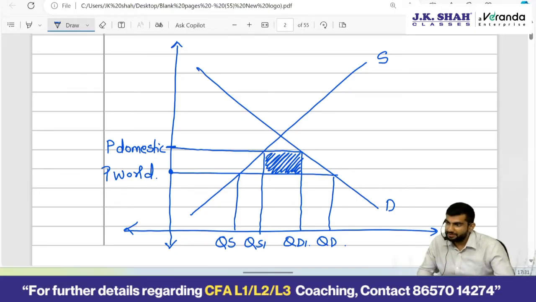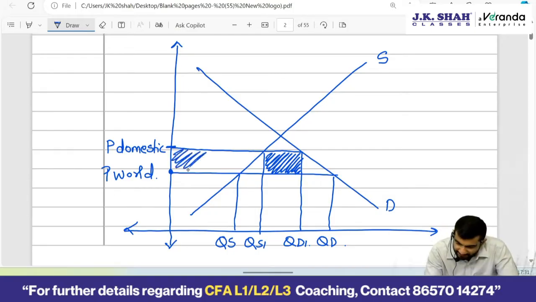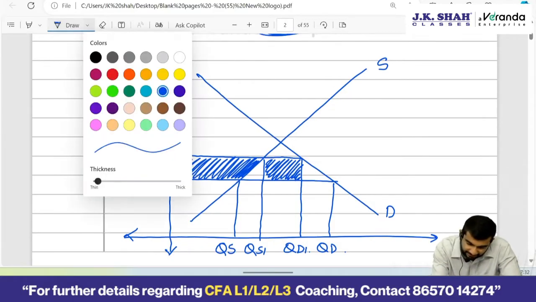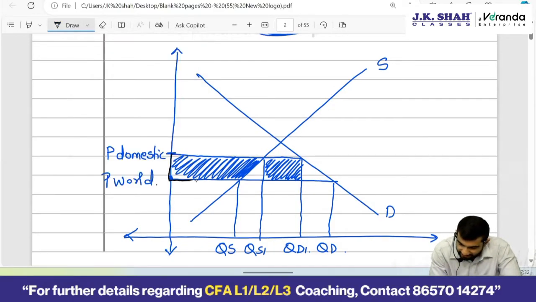Then producer also will be able, domestic producer will be able to sell his products at a higher price. So this part represents what, guys? Producer surplus. Now if I ask you to find out the producer surplus, it is basically the area of this rectangle, which is length into breadth, minus the area of triangle.